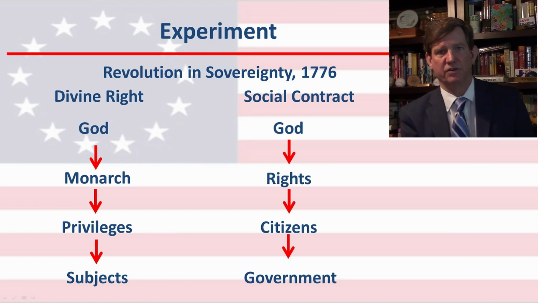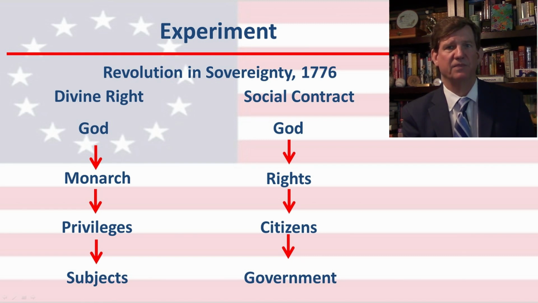The Founding Fathers, in the Declaration of Independence, announced a revolution in sovereignty, that instead of using the biblical approach of divine right absolutism, they adopted a new social contract in which God had given rights to all men. All men were created equal, endowed by their Creator with certain inalienable rights. And so everyone then had a right to citizenship. Citizens then came together to form a government.